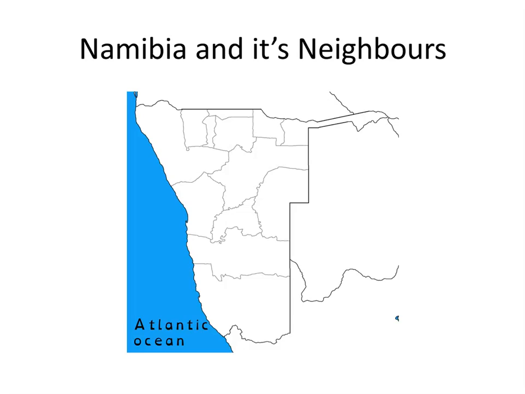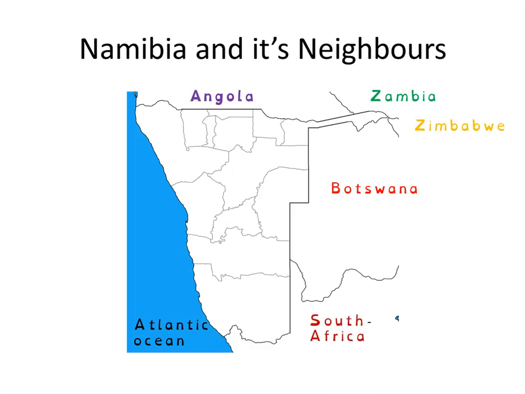Namibia is a country in southern Africa. Like every house in the street has neighbors, countries also have neighbors. These are the countries that share a border with Namibia. On the north we have Angola and Zambia. On the east we have Zimbabwe and Botswana. On the south we have South Africa. And on the west side we don't have a neighboring country, but we have an ocean called the Atlantic Ocean, which is the very cold ocean.